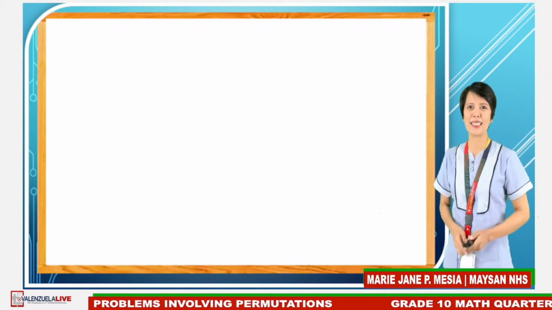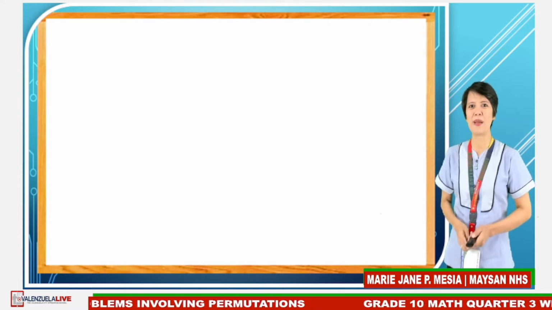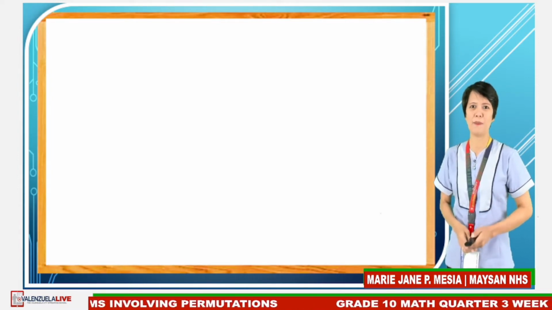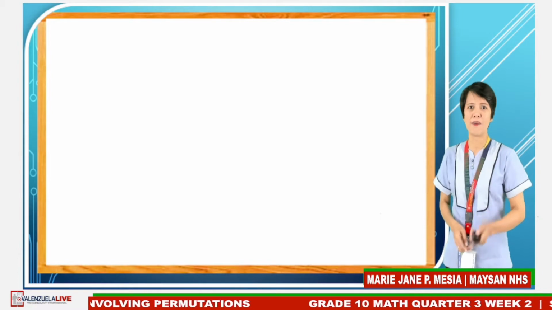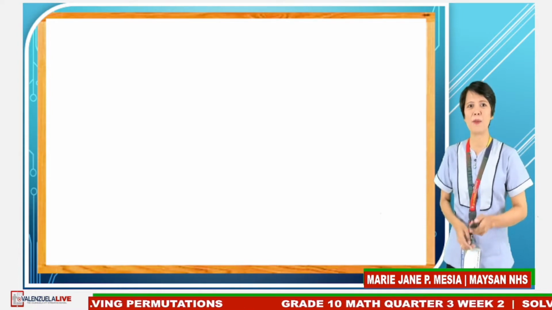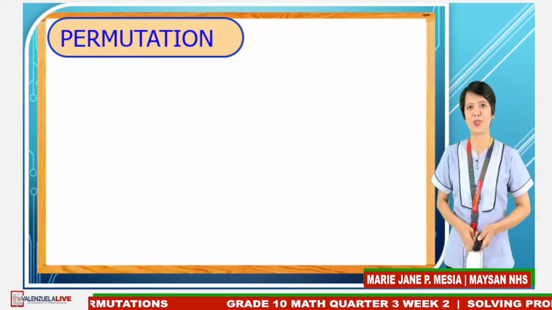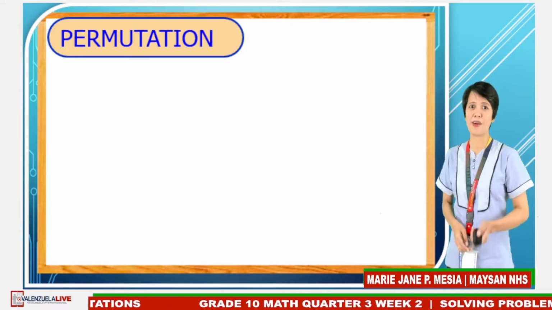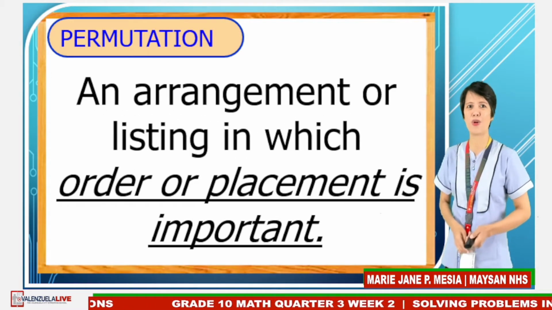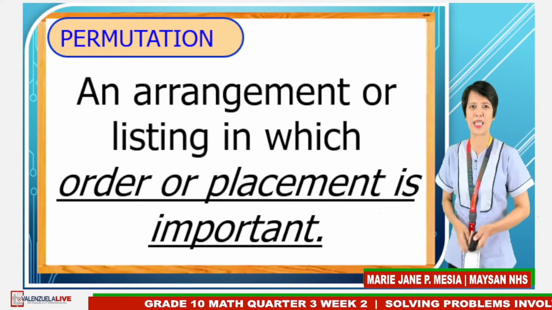So there are situations where choices are to be made. And in some cases, the order in which choices are made is important. For example, a president and a vice president are to be elected from a group of students. So this situation is called permutation. Permutation is an arrangement or listing in which order or placement is important.